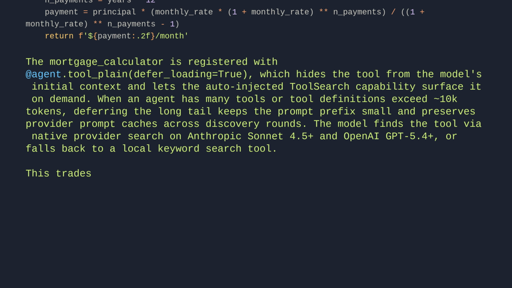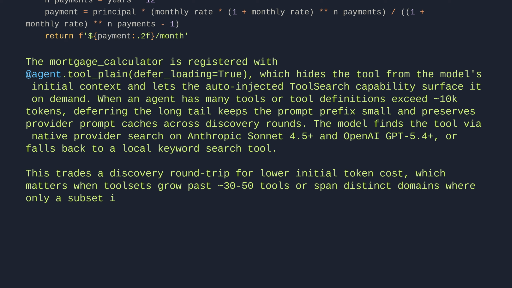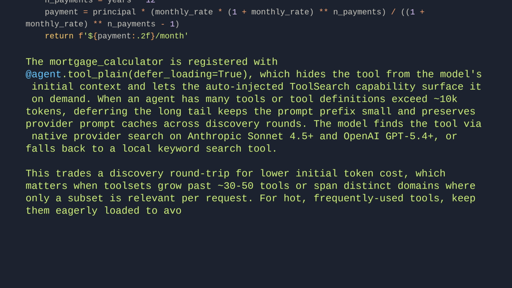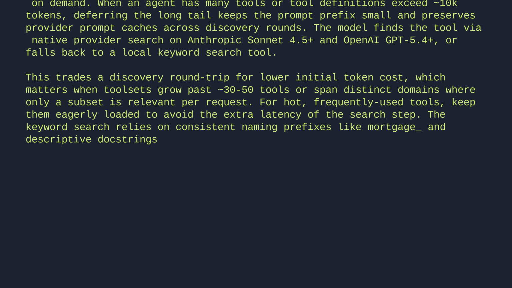This trades a discovery round trip for lower initial token cost, which matters when toolsets grow past about 30-50 tools or span distinct domains where only a subset is relevant per request. For hot, frequently used tools, keep them eagerly loaded to avoid the extra latency of the search step. The keyword search relies on consistent naming prefixes like mortgage and descriptive docstrings, so the model can find the right tool efficiently. Let's break it down line by line.